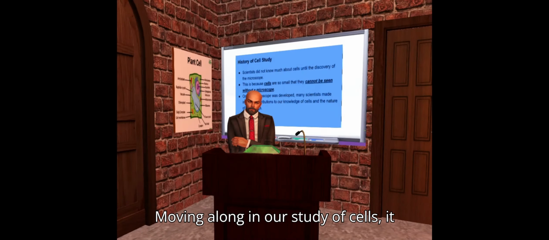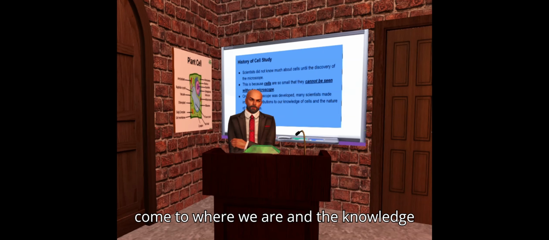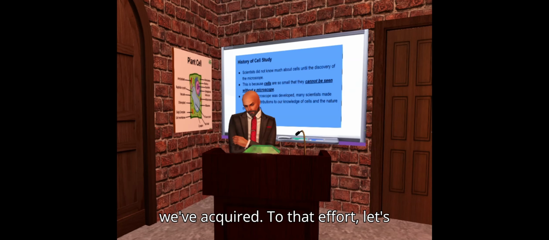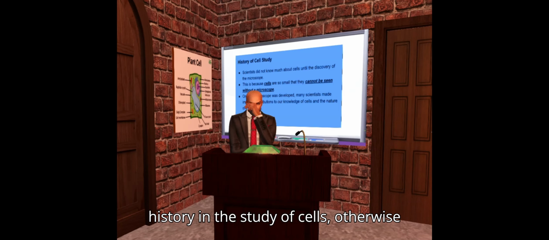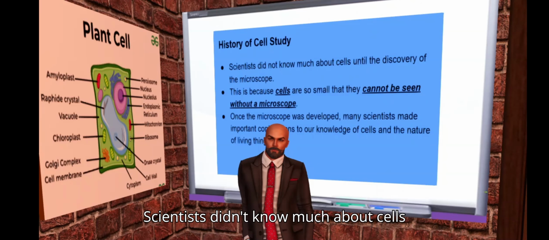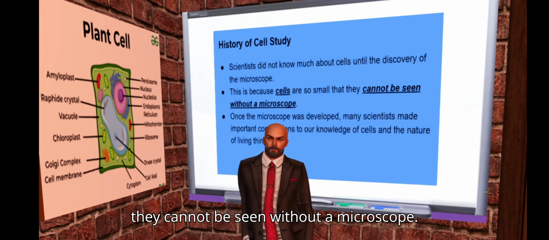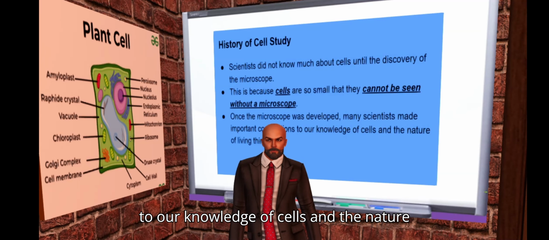Moving along in our study of cells, it would be wrong not to discuss how we've come to where we are in the knowledge we've acquired. To that effort, let's take a look at a brief but important history in the study of cells, otherwise known as cytology. Scientists didn't know much about cells until the discovery of the microscope. This is because cells are so small that they cannot be seen without a microscope. Once the microscope was developed, many scientists made important contributions to our knowledge of cells and the nature of living things.